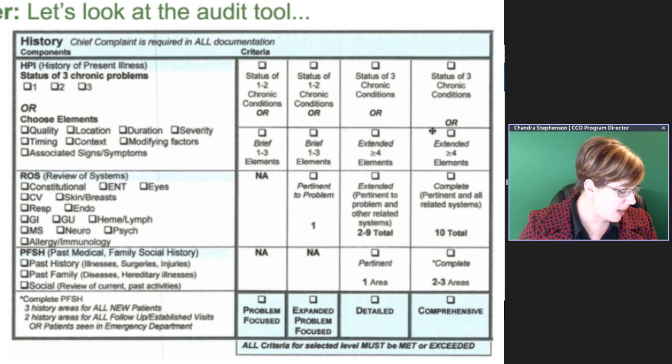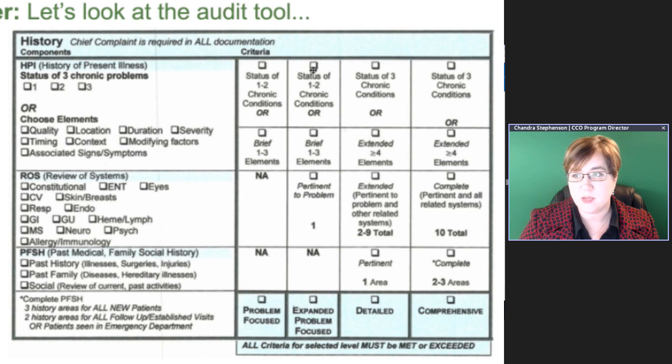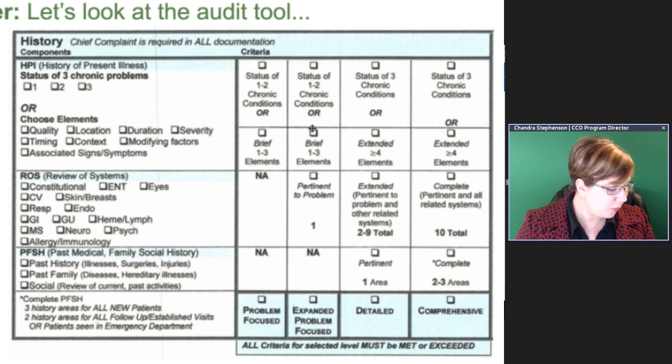So in this case, it says we had a level 2 HPI. So let's call that expanded problem focus. Let's say we had 2 elements. We had 2 elements of HPI documented, or the status of 2 chronic conditions. So we're here. Okay. And then for review of systems.